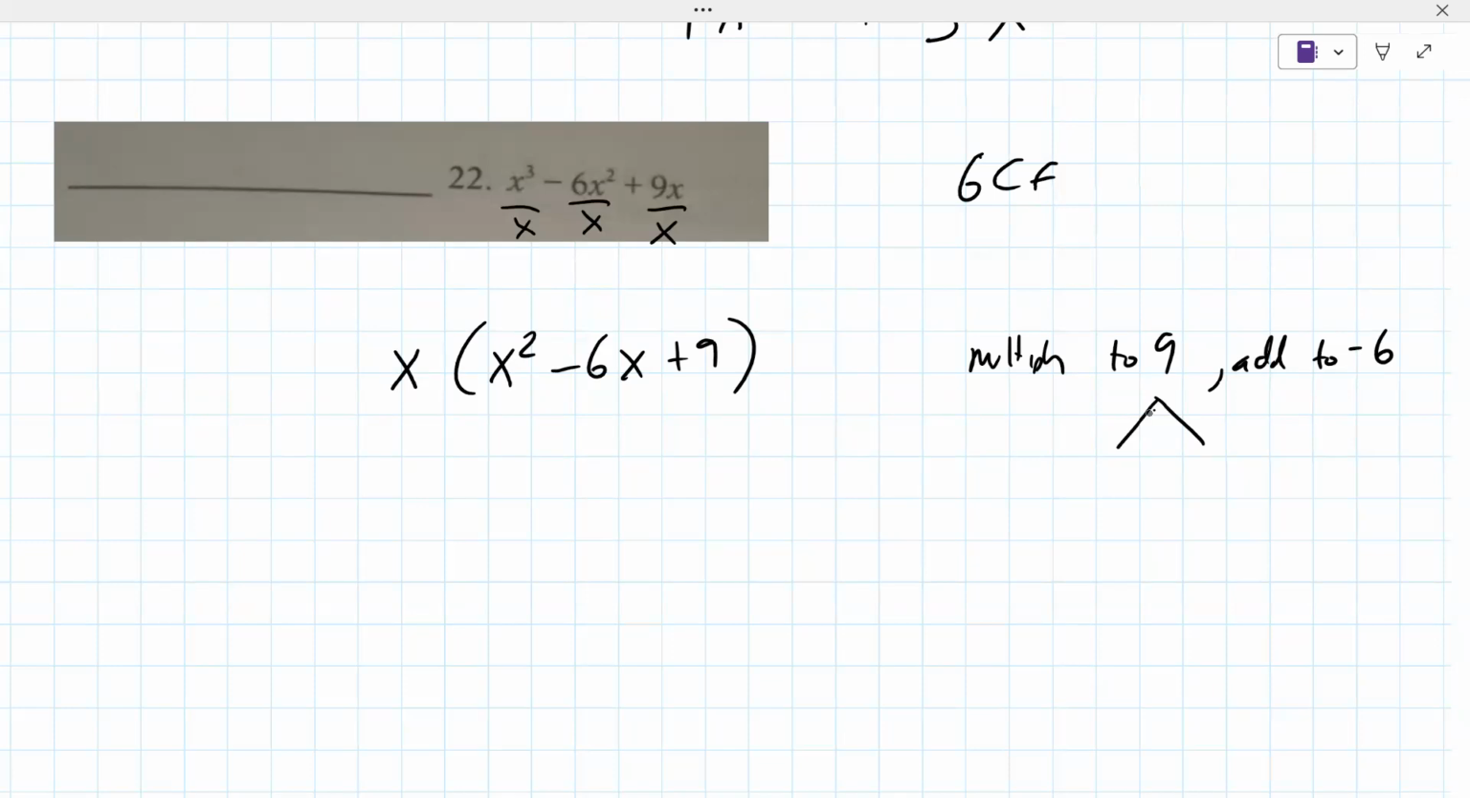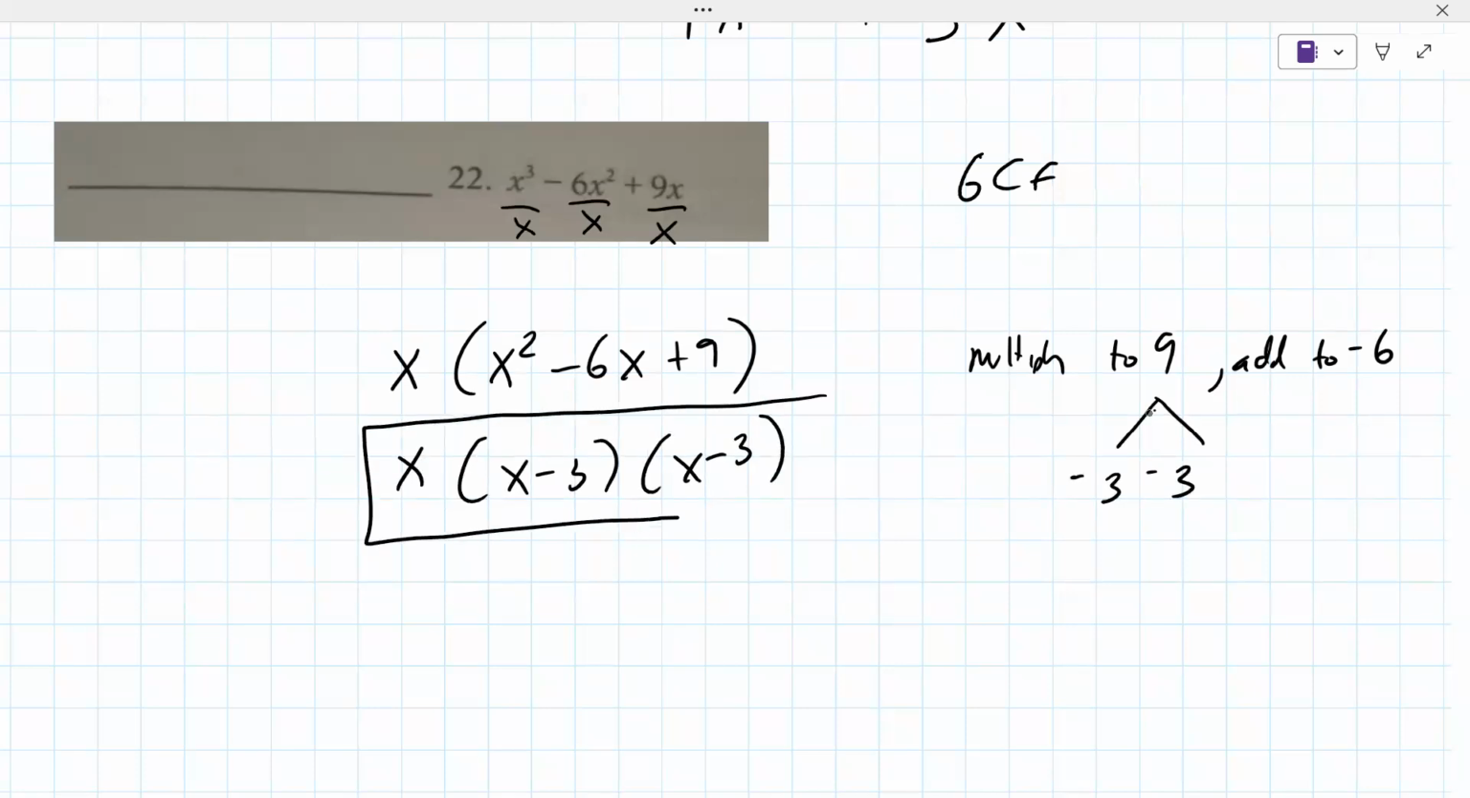Oh, okay. 3 and 3. One of those 3s gets you to +6. So how do you get to -6? Make one of them negative. They both have to be negative to get back to +9. So that's x minus 3 times x minus 3. Okay, that's your final answer.